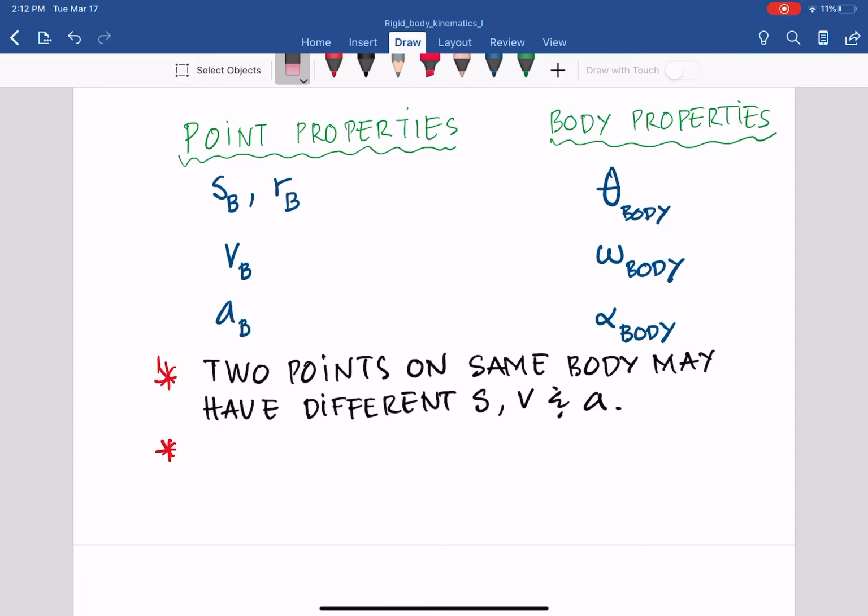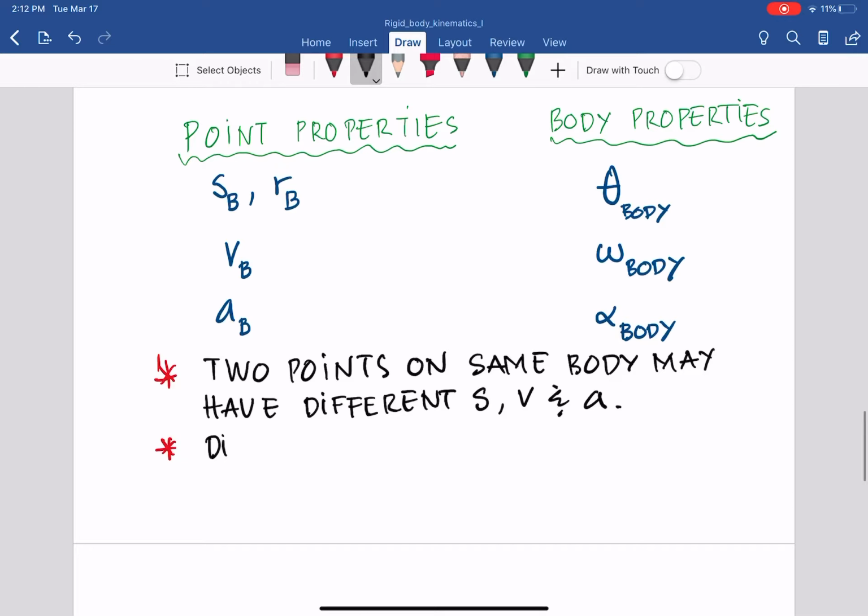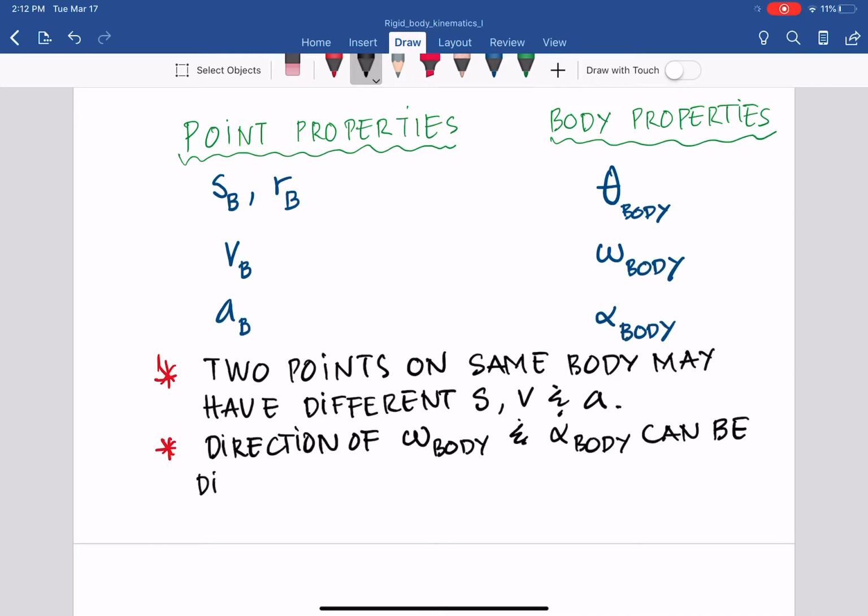But then the second note in today's class is the direction of body properties, here omega and alpha. How can we do it here? So we have the direction of omega of the body and alpha of the body, of the same body. Okay, we talk about the same body here, then the directions can be different. The direction doesn't need to be the same. And I'm going to emphasize again here, this may be confusing for some of us: different.